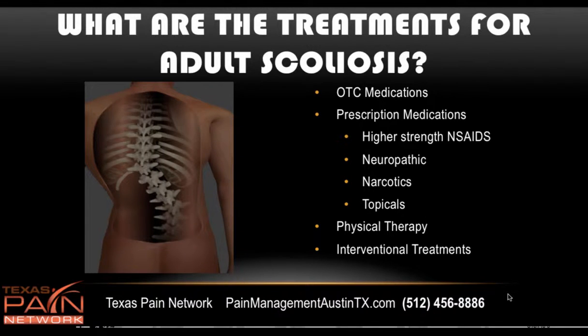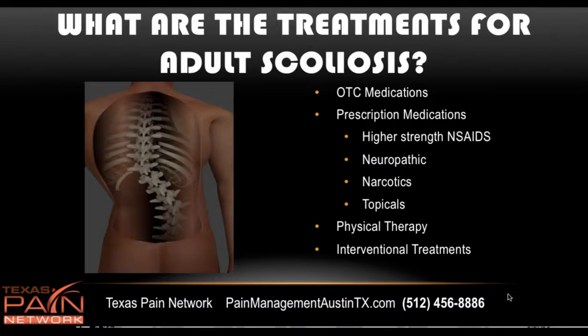What are the treatments for adult scoliosis? Well, there's quite a few of them actually, non-operative. Over-the-counter medications such as anti-inflammatories and Tylenol. Prescription medications, which may include higher strength anti-inflammatories like Celebrex. Neuropathic medications can help a lot, such as Neurontin and Lyrica. Narcotic medications may be very helpful, and they don't have to be given all the time. They can just be short-term for when exacerbations occur. Topical prescription pain creams and patches can be very beneficial.